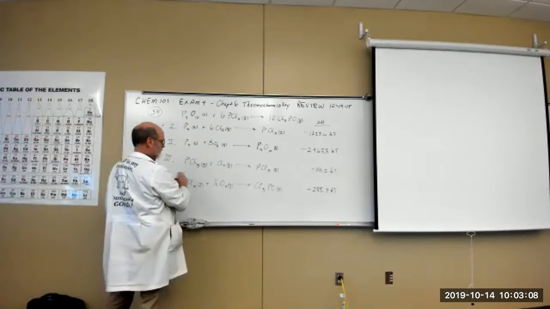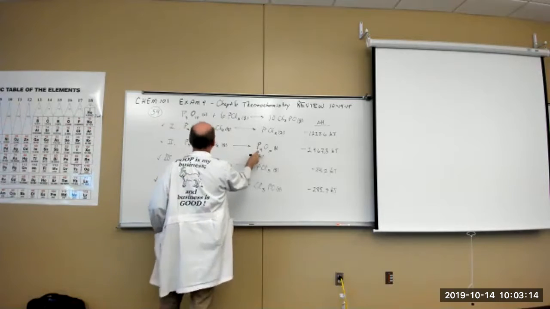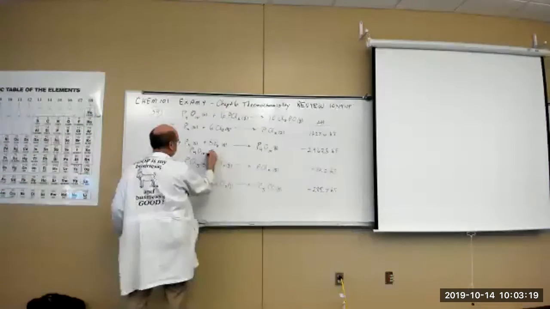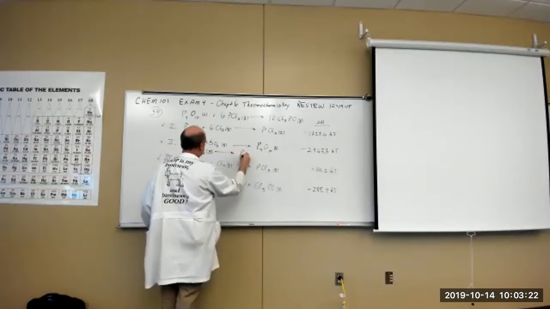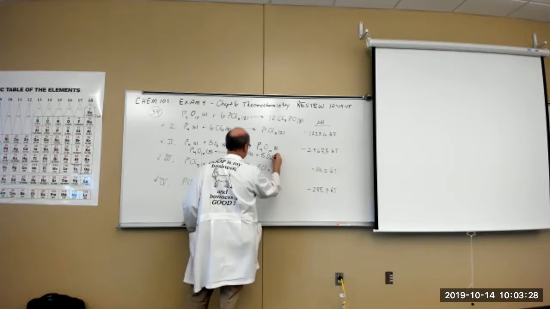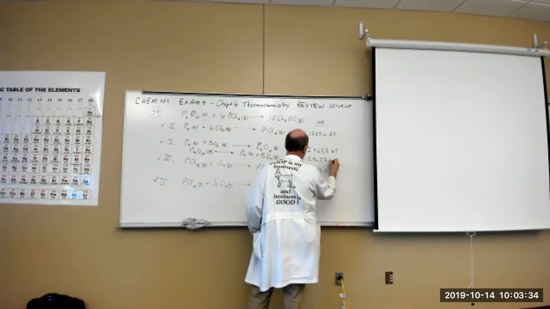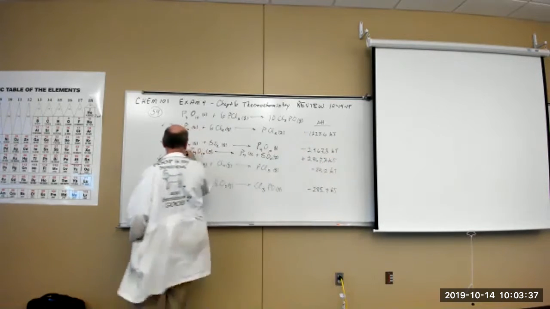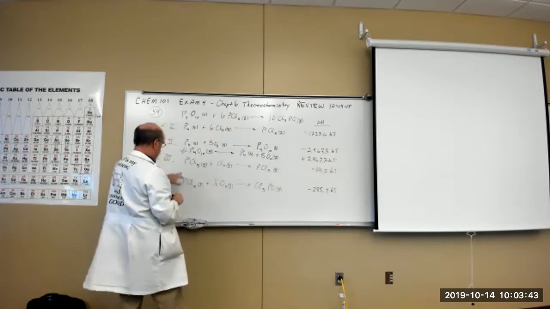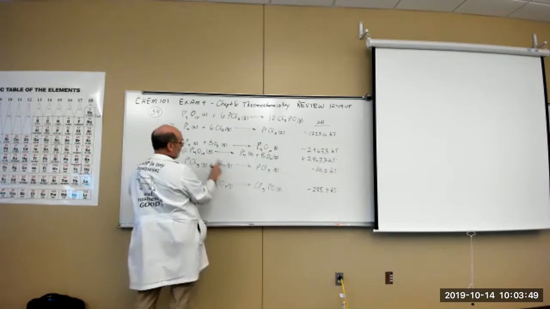P4O10, here we go. We need this one on that side and only one of them, right? So all we have to do is flip this one. And that means this one changes sign. So we're going to use this one. Okay. So now PCl5, here it is. It needs to be on that side. So we got to flip this one. But we need 6 of them.